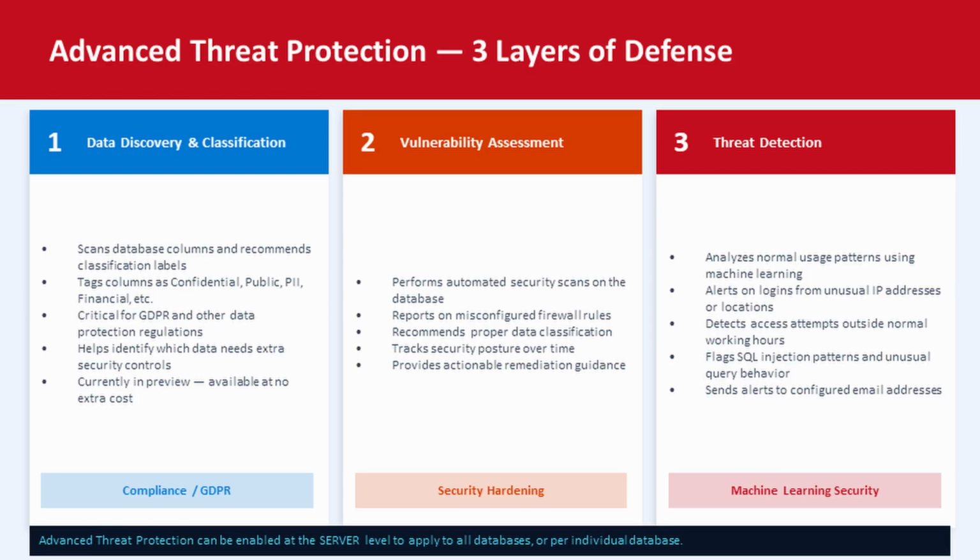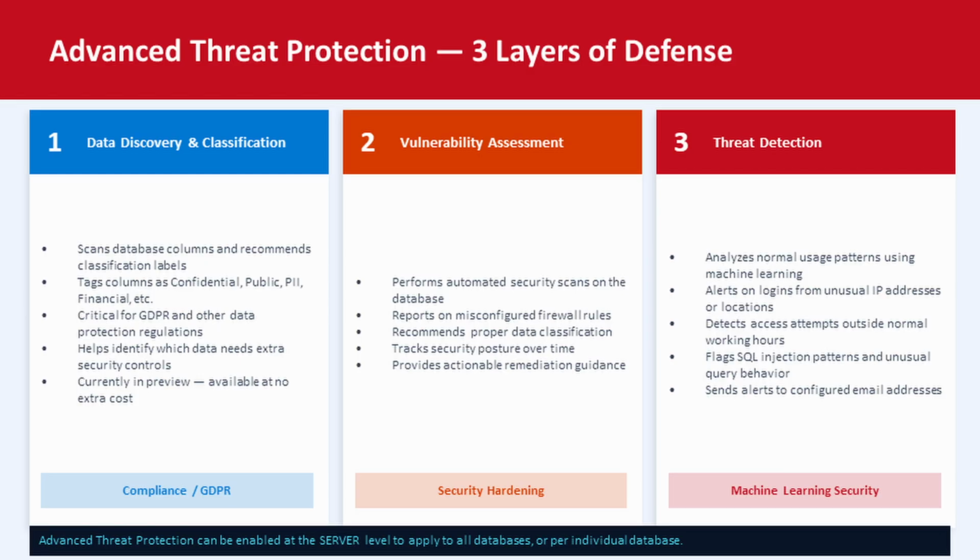The second layer is vulnerability assessment. This performs an automated security scan of your database configuration and reports on potential weaknesses. For example, it might flag that your firewall rules are too permissive, that sensitive columns have not been classified, that certain permissions are misconfigured, or that specific security best practices have not been followed. It produces a detailed report with specific remediation guidance for each finding, and it tracks changes over time so you can see whether your security posture is improving.